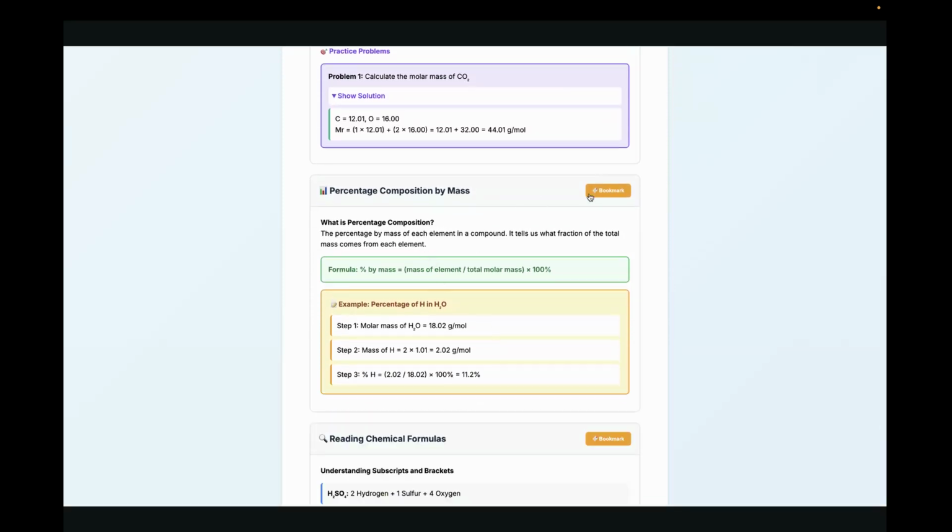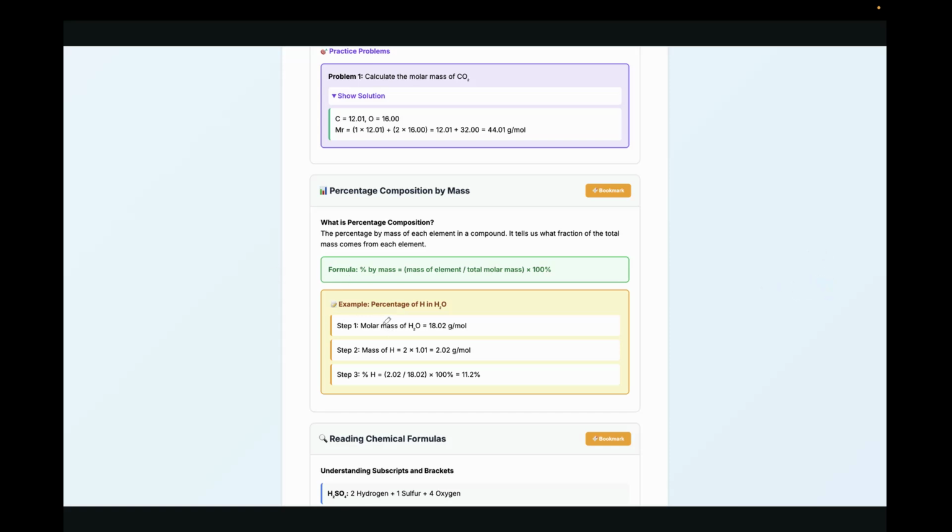What is the percentage mass composition? The percentage composition is the percentage by mass of each element in a compound. It tells us what fraction of the total mass comes from each element. So if the compound is made from 4 elements and I have one of them only, this is 25%. If the mass of the element is 1 gram and the total is 2 grams, it is 1 over 2 multiplied by 100, which is equal to 50%.